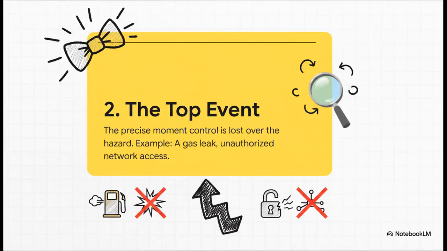Now, the center of our bow tie diagram, the knot, if you will, is the top event. This is that one critical moment where you lose control. The disaster hasn't happened yet, but the situation has definitely crossed a major safety line. It's not the explosion, it's the gas leak. It's not the massive data breach, it's the single unauthorized access. This is the tipping point.